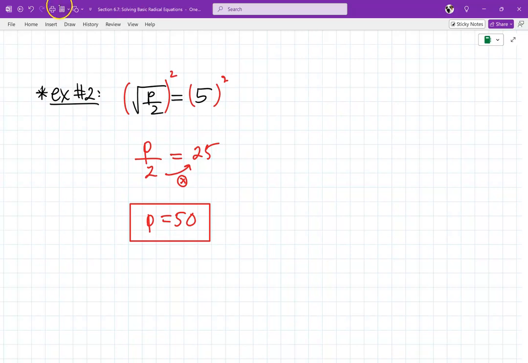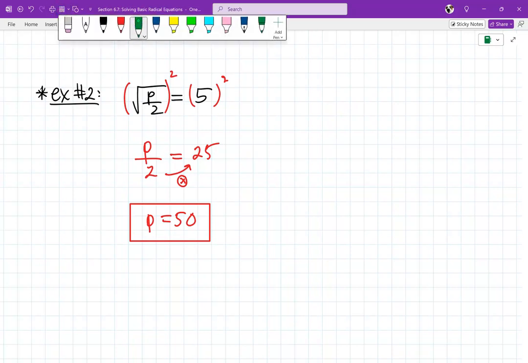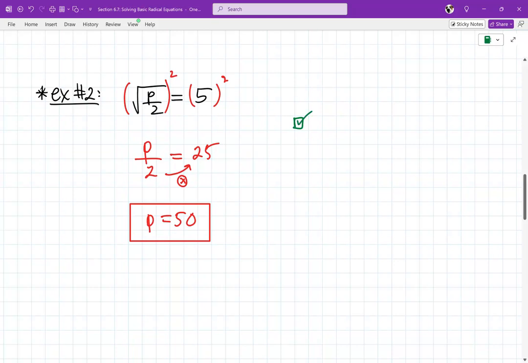Okay, of course, they want a check step. So I'm just going to check it real quick. If p is 50, this is the square root of 50 over 2, supposedly equal to 5. Well, 50 divided by 2 is 25, and the square root of 25 is 5. So it checks. So we're good. Again, you could do that in your head. You don't have to write it out.